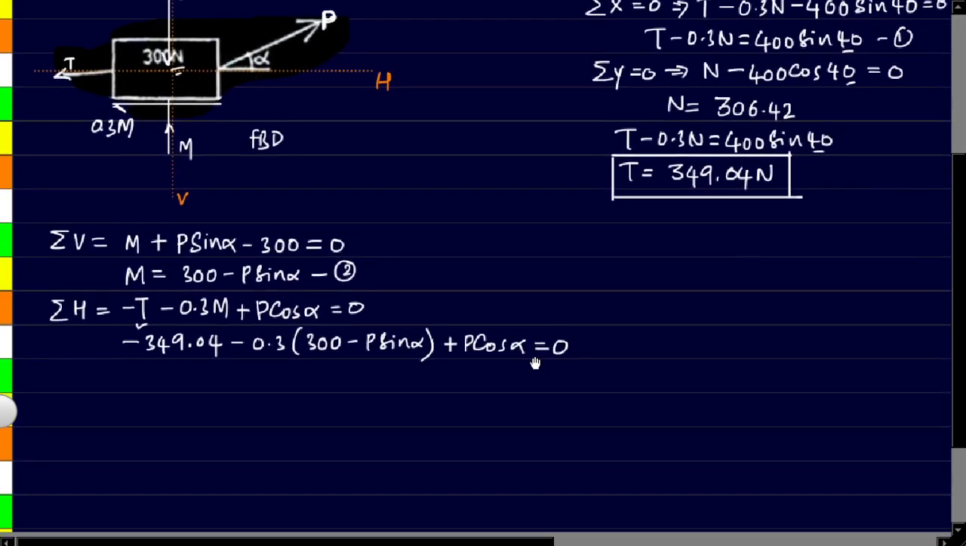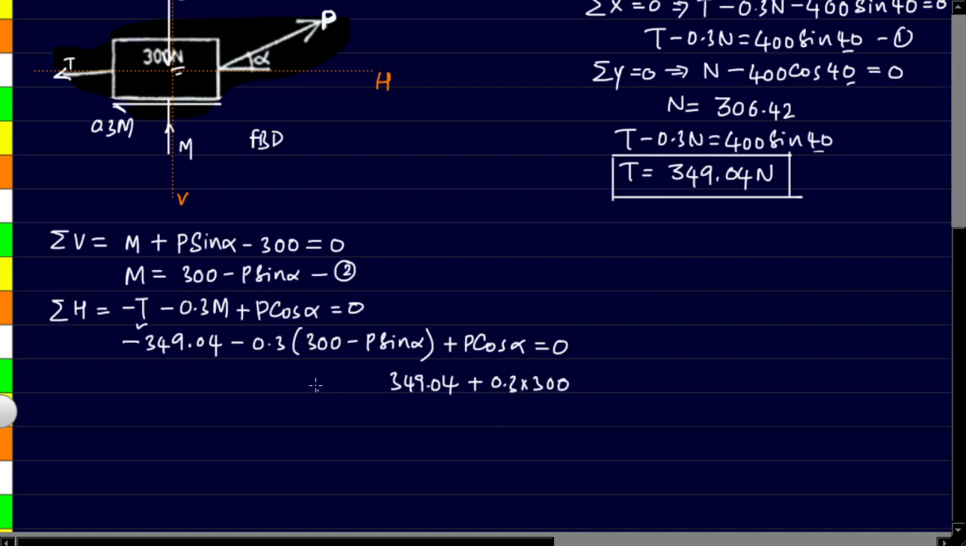Let's go ahead and simplify this equation. Negative values, the constants, let us send to the other side. So what happens is this 349.04 on the other side becomes positive, and this negative 0.3 into 300 will also become positive on the other side. What's remaining on the left side here is 0.3 times P sine alpha. We'll just take P common over here. So 0.3 times sine alpha will remain inside, plus cos alpha will also remain on the inside.